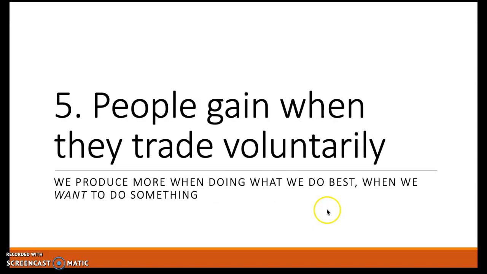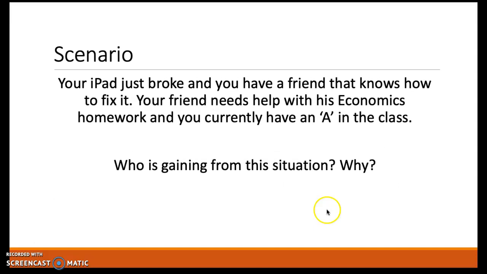Number 5, people gain when they trade voluntarily. So we tend to produce more when we're doing what we do best, when we want to do something. For example, let's say your iPad just broke, you don't have iPad insurance, and you have a friend that knows how to fix it. Your friend needs help with his economics homework, and you currently have an A in the class. Who is gaining from the situation? Well, both of you are gaining from it.